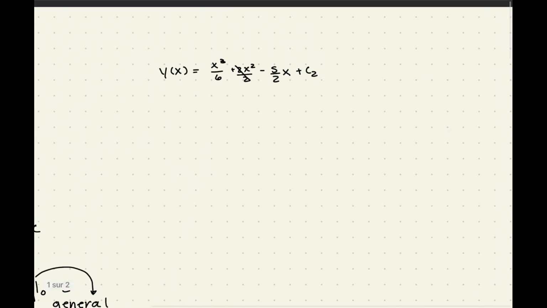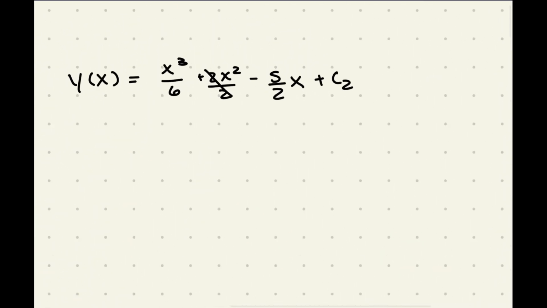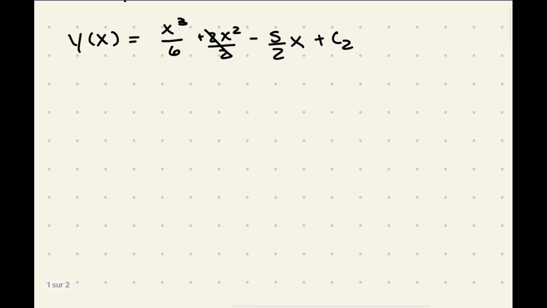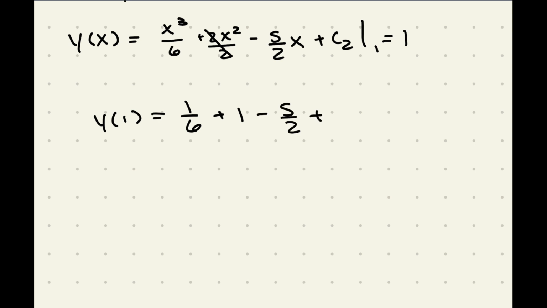So let's go over here. Let's rewrite that 1 equals 1. All right, so when we plug in a 1, it'll give us 1. So let's just rewrite this equation. y(1) equals 1 over 6 plus 1 minus 5 over 2 plus c2 equals 1.